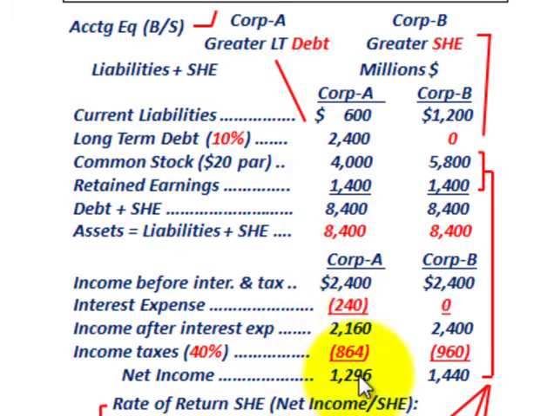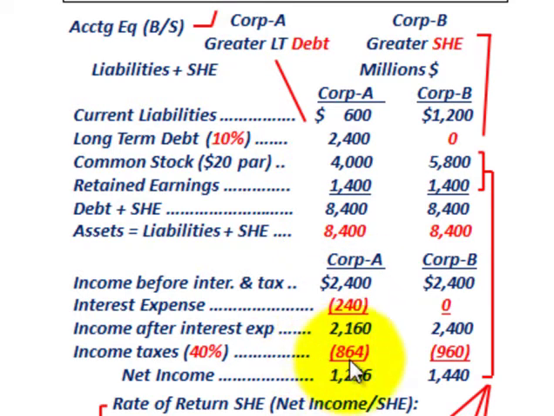Okay, now let's look at our net income for both Corp A and Corp B. So our income before interest and taxes, both have the same amount, $2,400,000, same for each. Then the interest expense: Corp A has that long-term debt at 10%, and that equates to $240,000 in interest expense, where Corp B has zero interest expense, again for our example. So the income after interest expense, Corp A is $2,160,000 versus Corp B at $2,400,000. So Corp A has less income because of the interest expense.